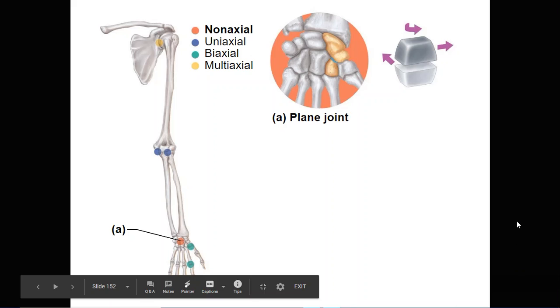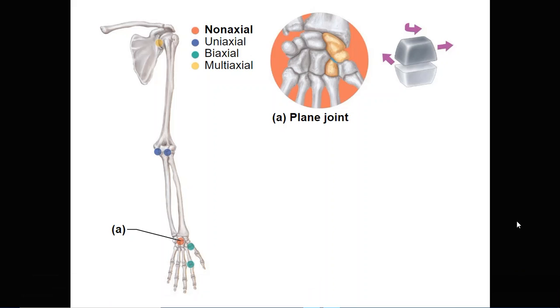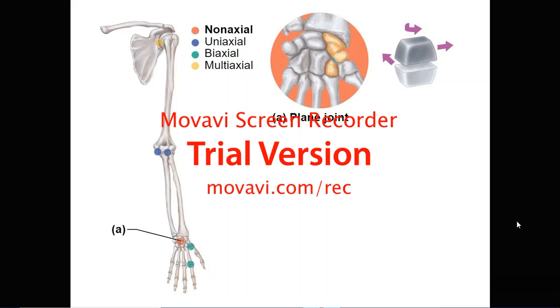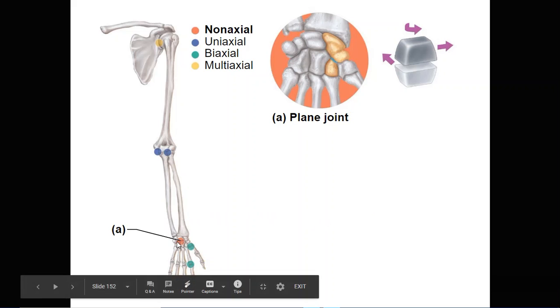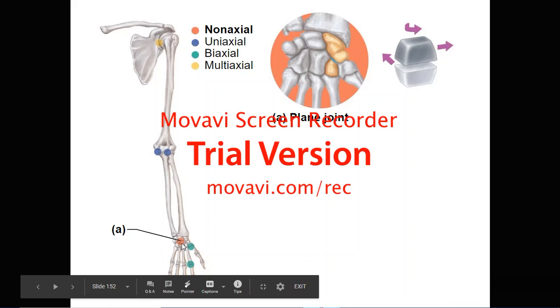This figure shows you all the different movements: non-axial, uniaxial, biaxial, multiaxial, and they're color coordinated. And again, you do need to know the locations of these different movements. And you see right here the non-axial. I will call that kind of a pinkish color right here.